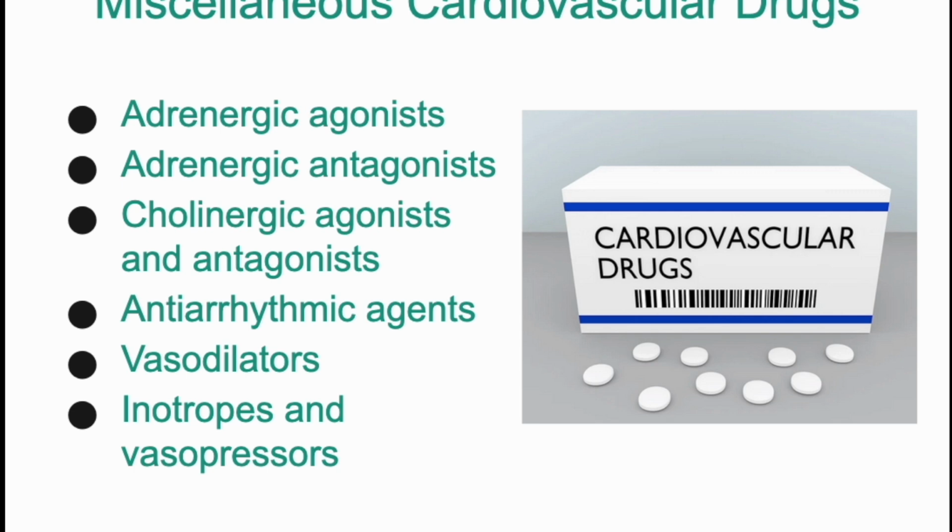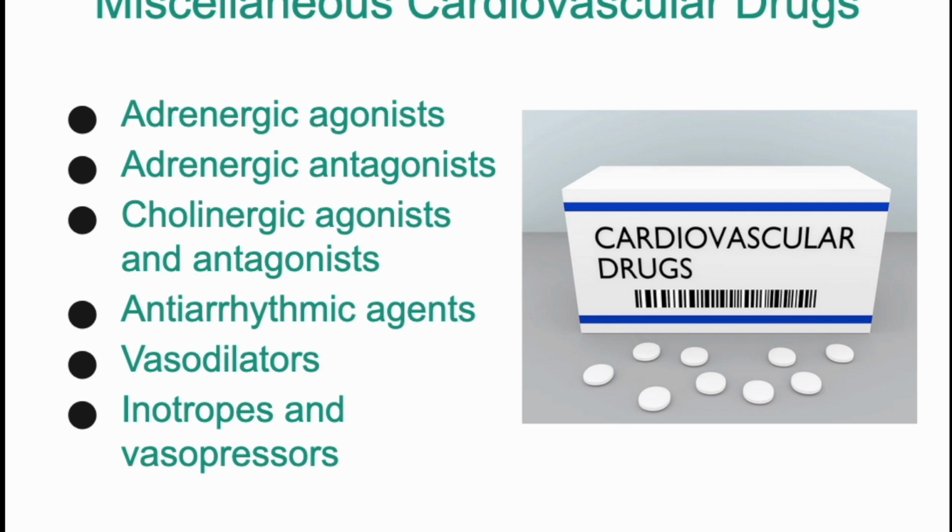But there are also miscellaneous cardiovascular drugs. That means we need to be familiar with them because these are also important in managing cardiac emergencies. Everything from vasodilators, which relax blood vessels, reducing blood pressure, to cholinergic agonists and antagonists, which affect the parasympathetic nervous system, with agonists stimulating and antagonists blocking it. So the drugs you see on this slide are important for us to know in case we have to assist effectively during cardiac emergencies.